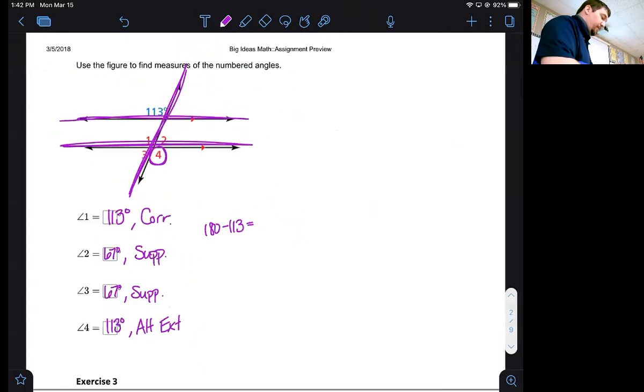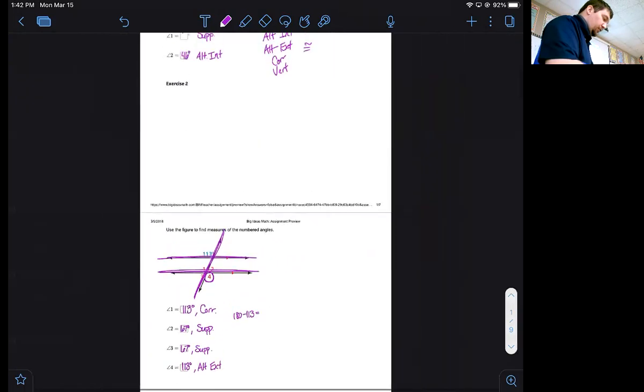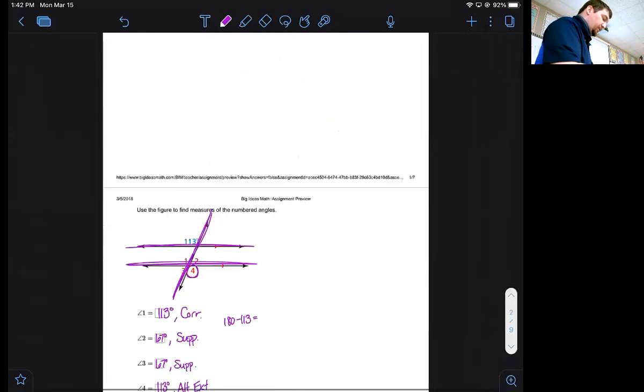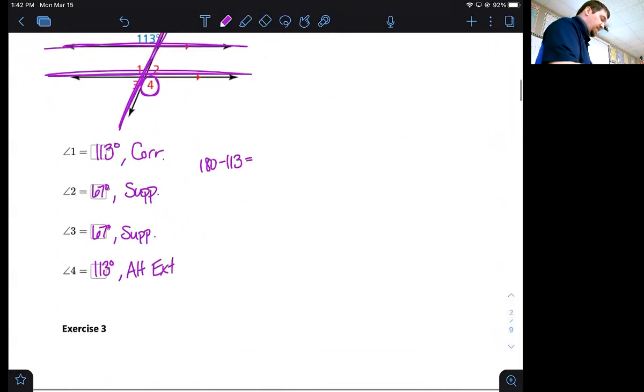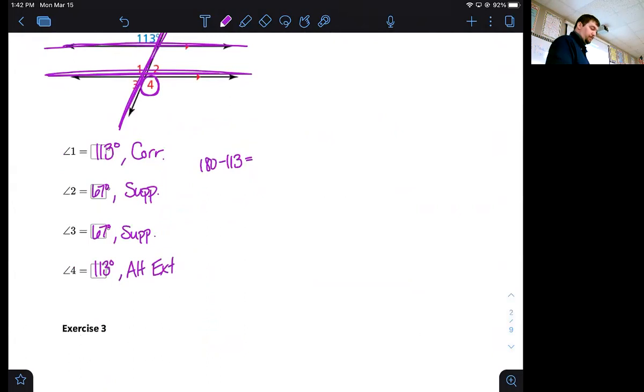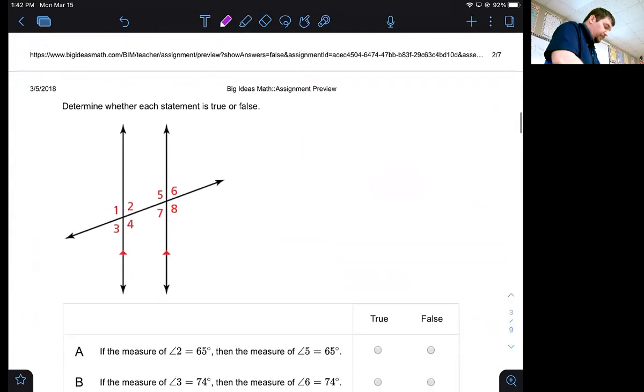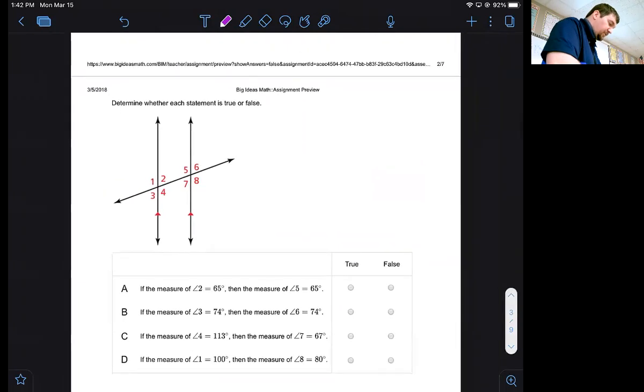Did everyone do that for number 2 as well? Number 2 was supplementary for angle 1 and alternate interior for angle 2. Write the angle relationship down. I'll go back to it if you need me to. Number 3, some true false questions here.